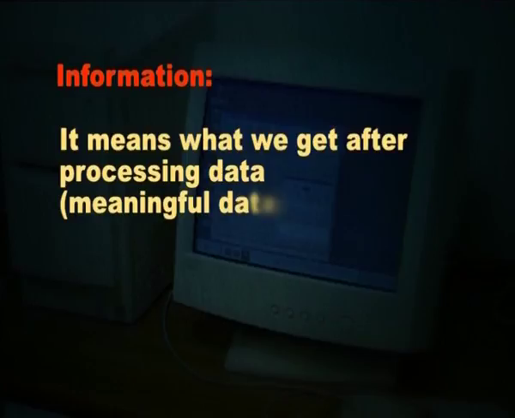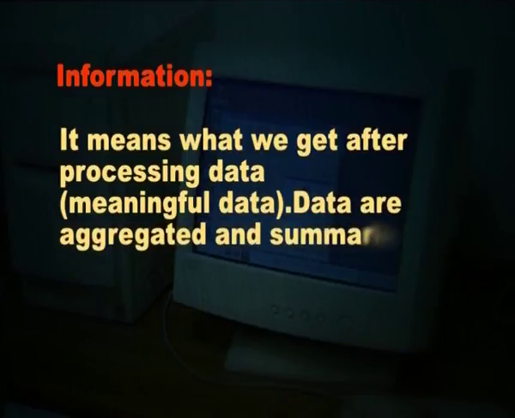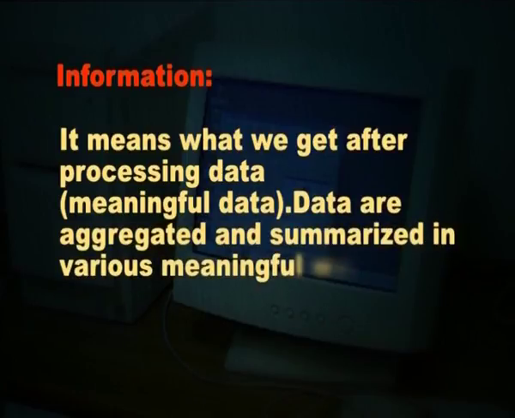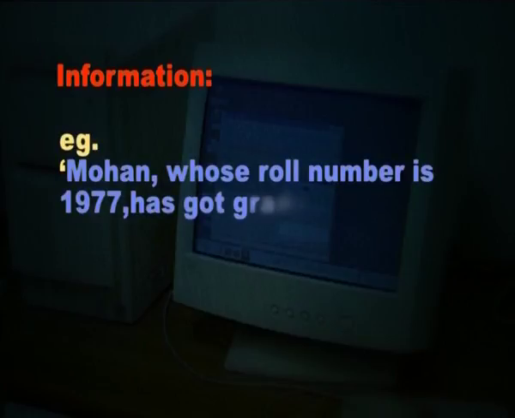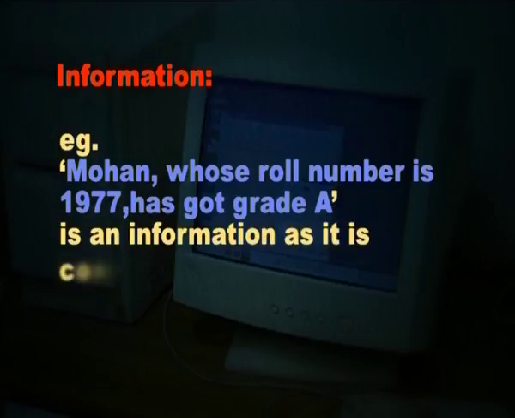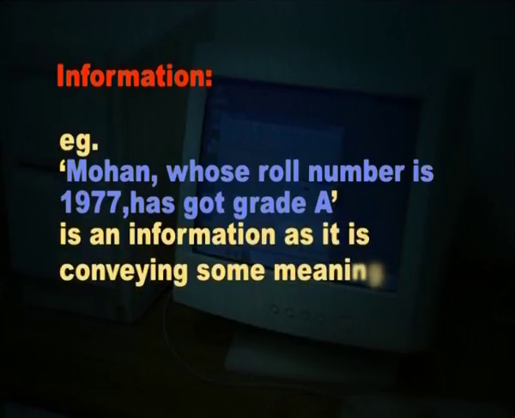Information: information means what we get after processing data, that is, meaningful data. Data are aggregated and summarized in various meaningful ways to form information. For example, "Mohan, whose roll number is 1977, has got grade A" is information, as it is conveying some meaning. Therefore, computers can perform complex and repetitive procedures quickly, precisely and reliably.